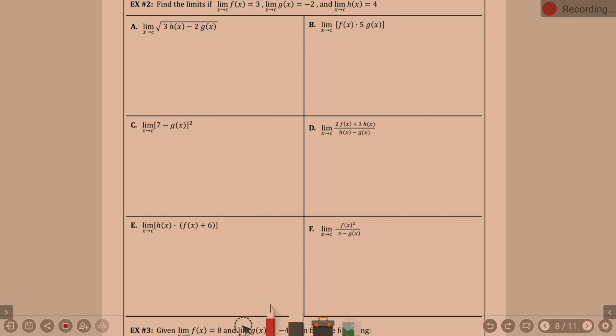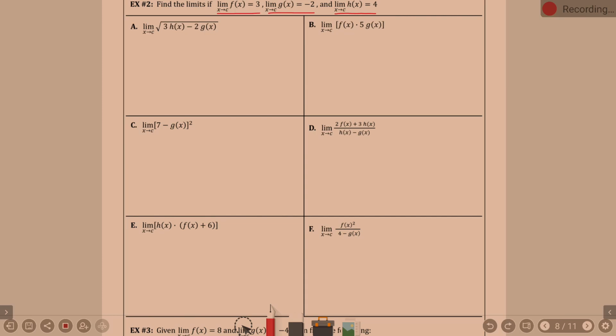Okay. Now, another way. We were just presented graphs. Here's another way you might be given it. Given the information, the limit of f is 3, the limit of g is -2, the limit of h is 4. What makes this nice is they're all limits as x approaches c, so they're all going to work together. Really, we're just doing the same thing we did on the other page.